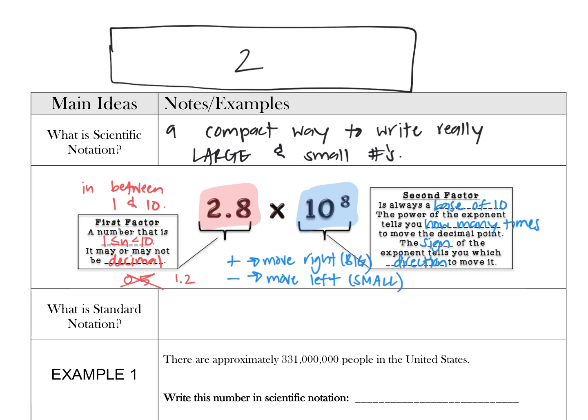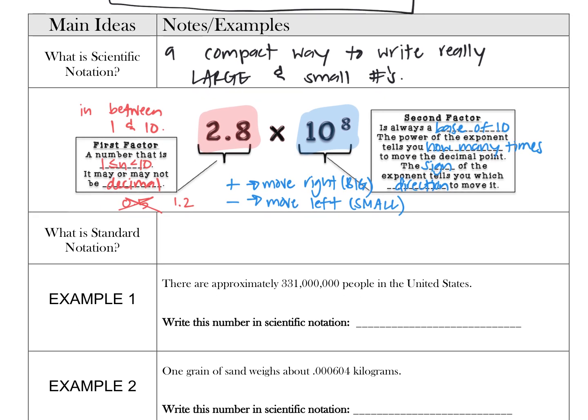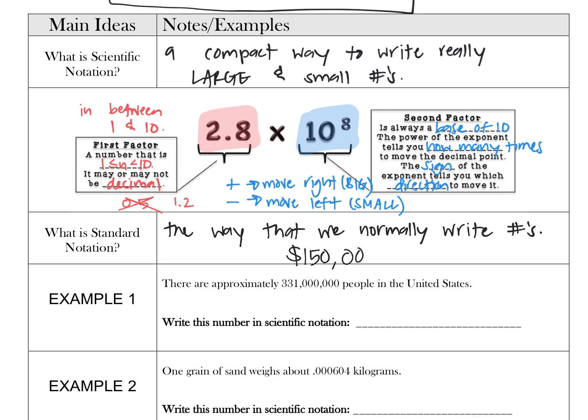Okay, so when I say standard notation, what is standard notation? Standard notation is the way that we normally write numbers. Like $150,000.